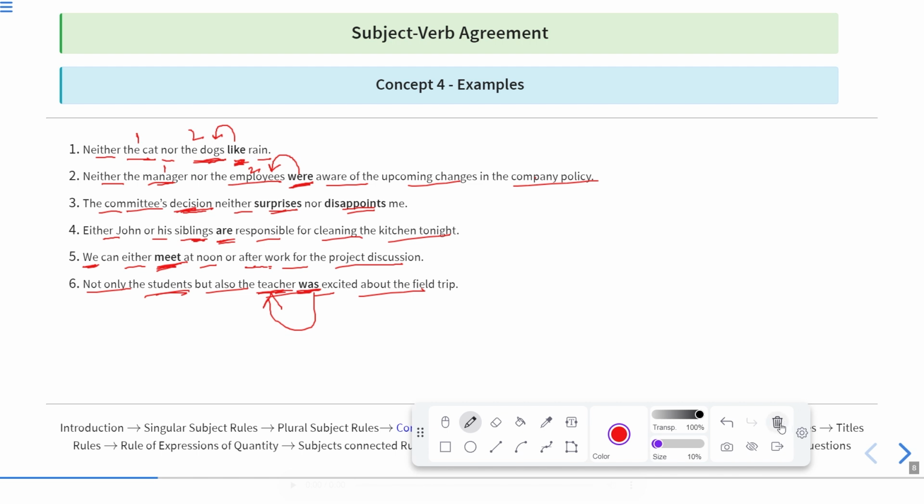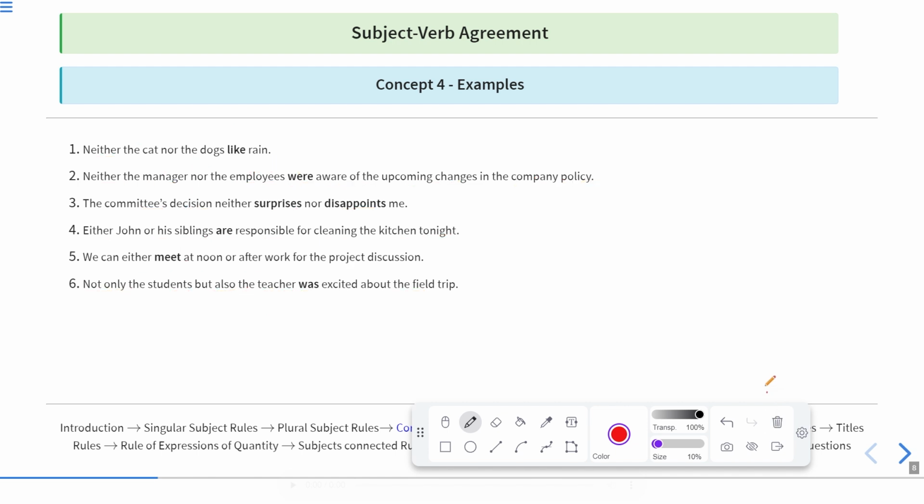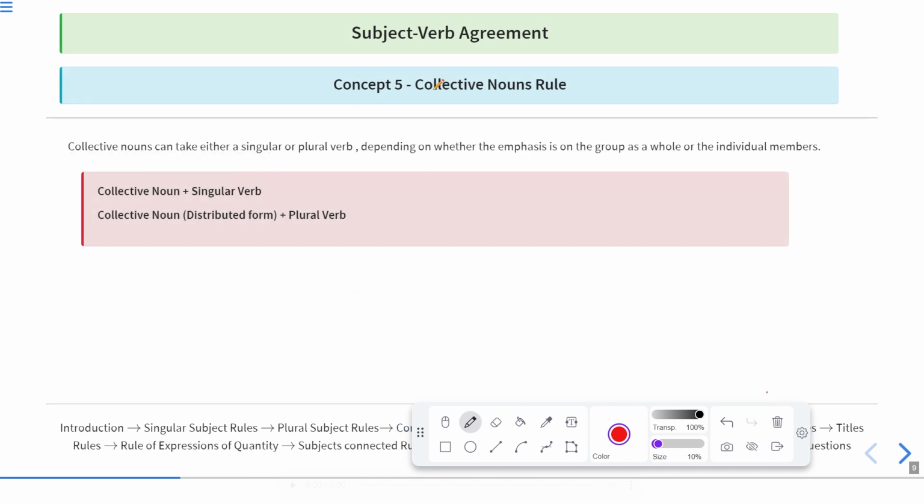This is a very, very important concept which we should keep in mind, and many times errors occur from this section of English grammar. Now let us move to the next one: the collective nouns rule. Collective nouns can take either a singular or plural verb, depending on whether the emphasis is on the group as a whole or the individual members.